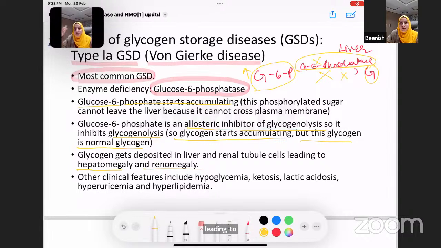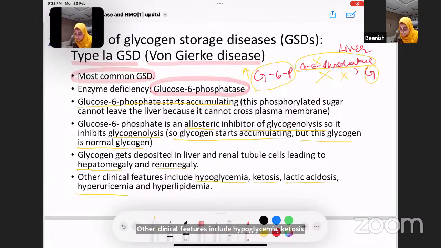So excessive amounts of glycogen are now being accumulated because glycogenolysis has been inhibited. Now this leads to enlargement of the liver, which is known as hepatomegaly, and it is also accumulated in renal tubule cells, leading to what is known as renomegaly. Other clinical features include hypoglycemia, ketosis, lactic acidosis, hyperuricemia, and hyperlipidemia.